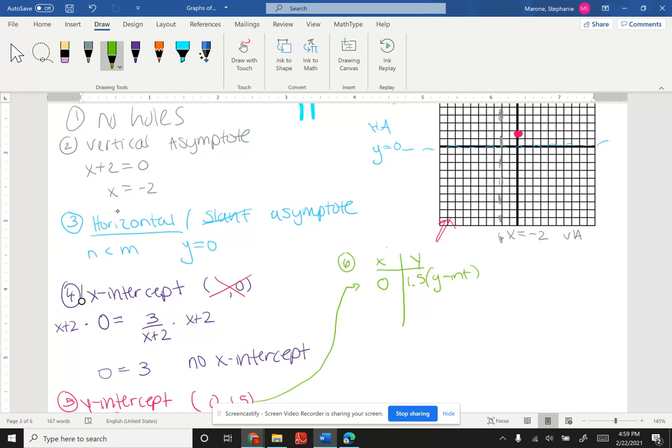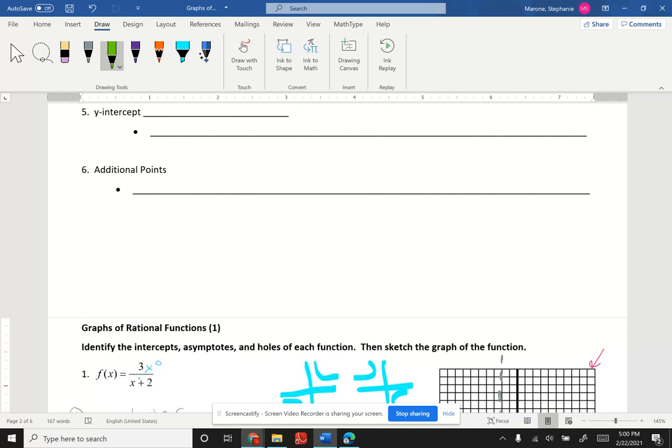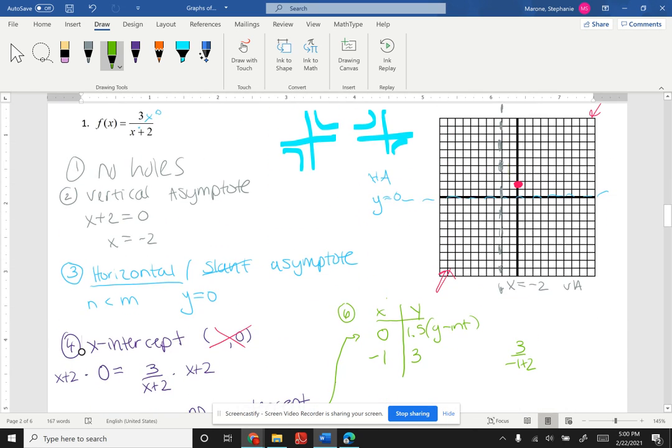So maybe I'll choose x is -1, because that's somewhere in here. I'm not going to choose x is -2 because that's my vertical asymptote. So if I choose x is -1, substitute it into the original equation, you get 3 over -1 plus 2, which is 3 over 1, which is just 3. So it's (-1, 3). Again, I can't choose -2 because it's the vertical asymptote.